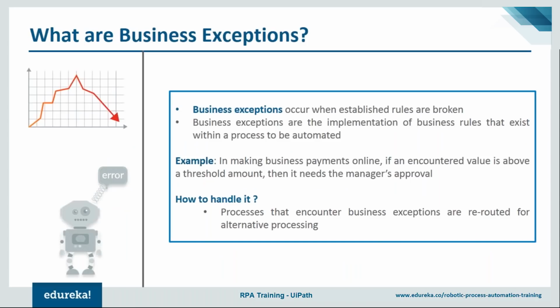Business exceptions occur when established rules are broken. If you have said that inside my company, this is the way things happen, you will design your bot to work that way. But tomorrow your business process changes, while your RPA bot was programmed to work on the previous rule. So it will still work that way, and that is where a business exception actually occurs.